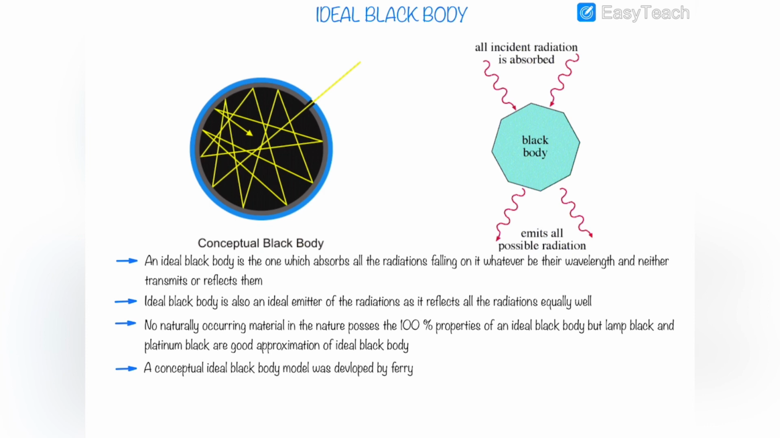Now, there is no naturally occurring body which is a 100% ideal black body on Earth. Obviously, the sun is a 100% ideal black body, but lamp black and platinum black are good approximations of ideal black bodies. The concept of the ideal black body was developed by Ferry. We'll come to the ideal black body again in an upcoming topic, Kirchhoff's laws. So I'm giving the basic definition and idea of the ideal black body in this video.